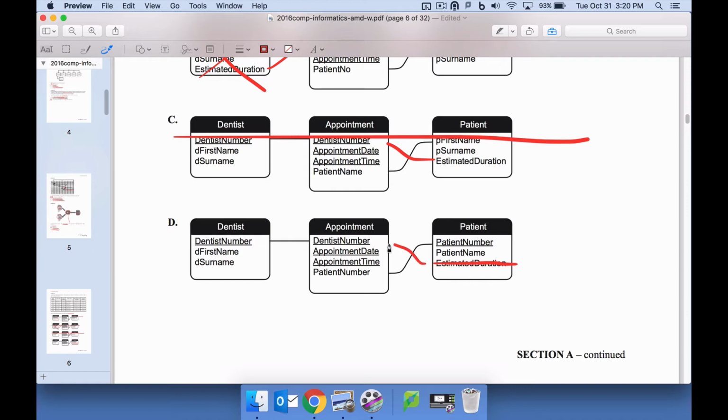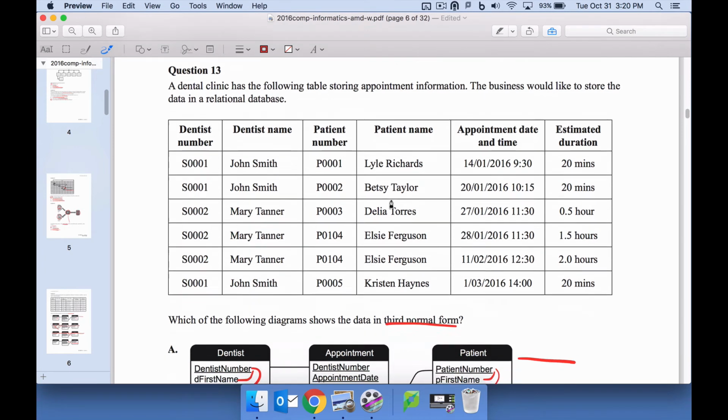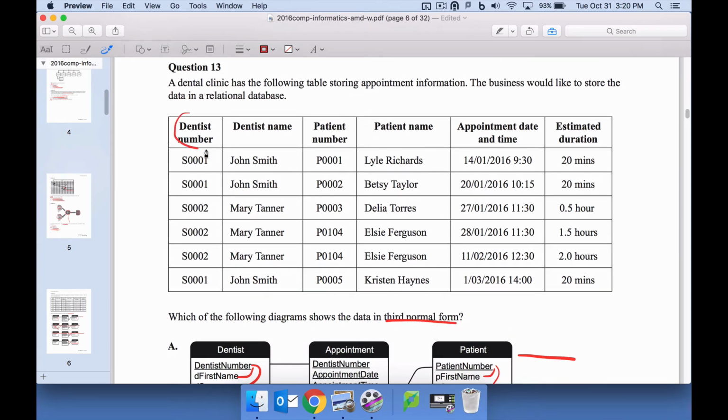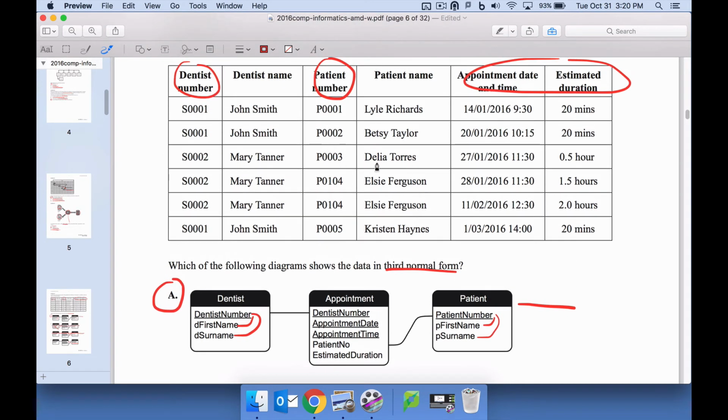Estimated duration is all about appointments, or that's what we could assume from this table. Because here we have the dentist, we have a patient, and we have a table that would go in between, which is the appointments. And for the appointments, the estimated duration and appointment date and time are directly related to appointments. But the patient name is directly related to the patient, and the dentist name is directly related to the dentist, the dentist number or the ID. So the answer is A. This would be the closest to third normal form for this data or this table above here.